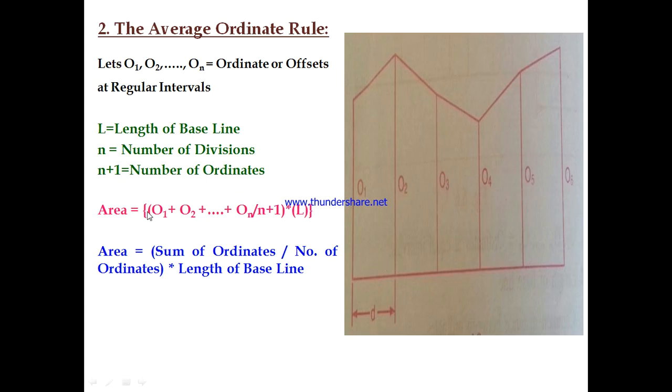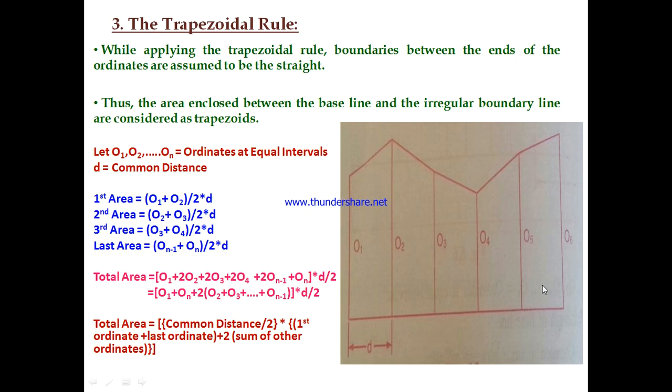The average ordinate value can be calculated from the values of ordinates only. We are taking the average of ordinates, not the mid ordinates as we did in the previous case. So O1 plus O2 up to the last On, then divided by n plus 1 into L. So this is the formula for the average ordinate rule, and we can apply it for the ordinates or offsets at regular intervals. Now let's move to the trapezoidal rule, which is very important.